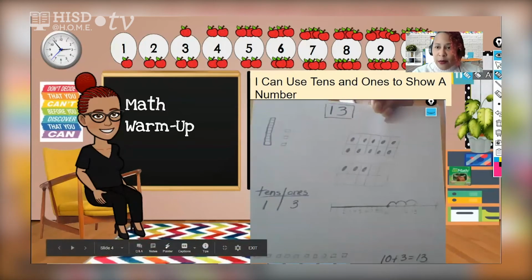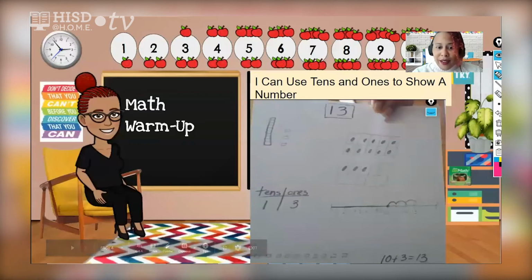And lastly, I see part of my picture got cut off. But using cubes, I had 1, 2, 3, 4, 5, 6, 7, 8, 9, 10. And you can't see at the bottom there was, I'm going to draw it in, 11, 12, and 13.